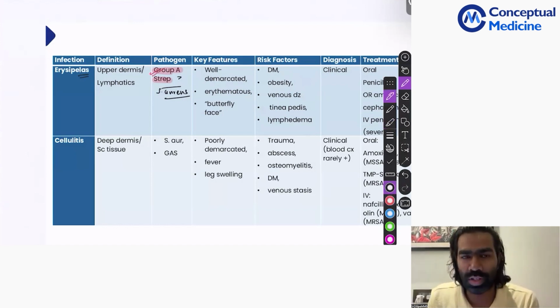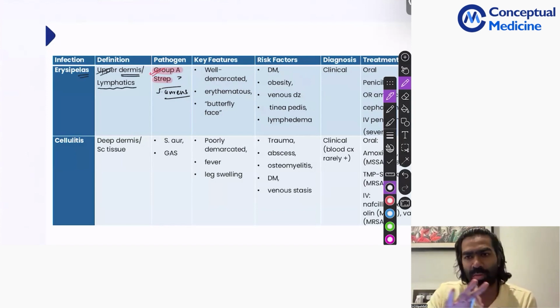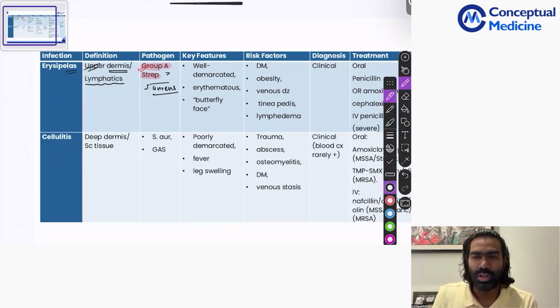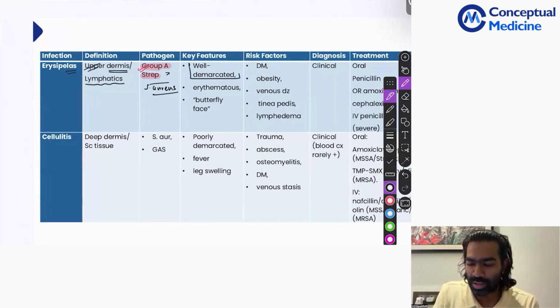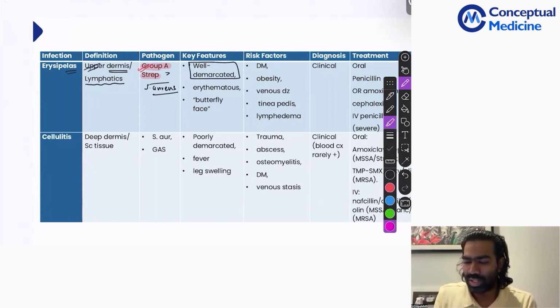So it's a very superficial infection, meaning that it's going to affect only the upper part of the dermis, and to some extent it can extend to the lymphatics, but it's going to predominantly cause infection of the upper part of the dermis. That's it, nothing more. So the most important key point with regards to erysipelas is the fact that it's going to be well demarcated. Which means there will be a clear-cut line of demarcation. That is what you're going to identify and find out whether it's erysipelas or not. It's a very well demarcated lesion.